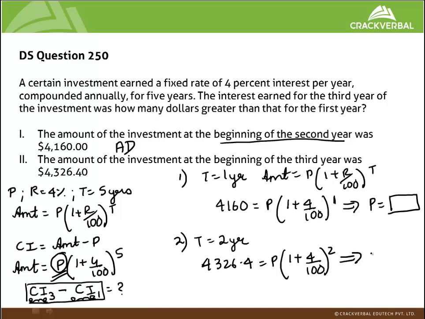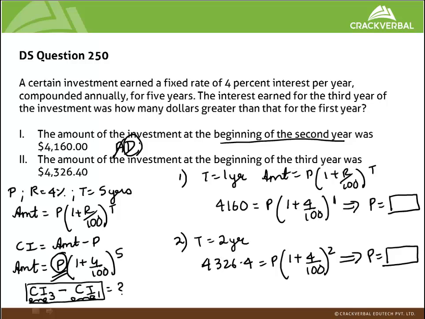So here again, we can definitely find one value for P. We can get one definite value for CI3, one definite value for CI1. So the second statement is also sufficient, and the answer here is D.